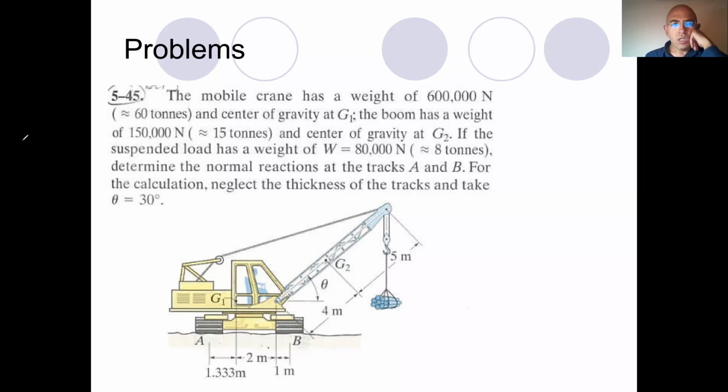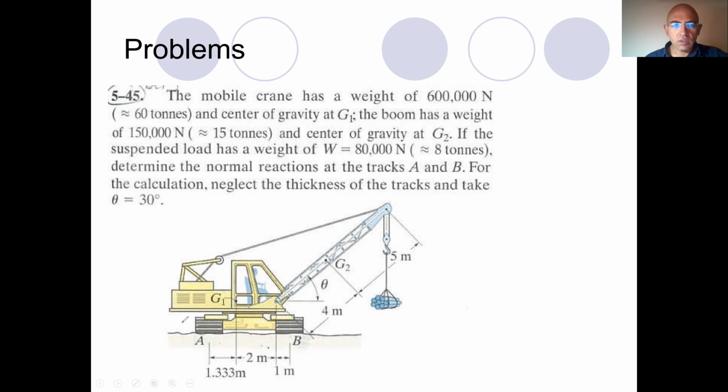Okay, so our new problem is 5.45. The mobile crane has a weight of 600,000 newtons and center of gravity at G1. The boom has a weight of 150,000 newtons and center of gravity at G2. If the suspended load has a weight of 80,000 newtons, determine the normal reactions at the tracks A and B. For the calculation, neglect the thickness of the tracks and take theta equal to 30 degrees.